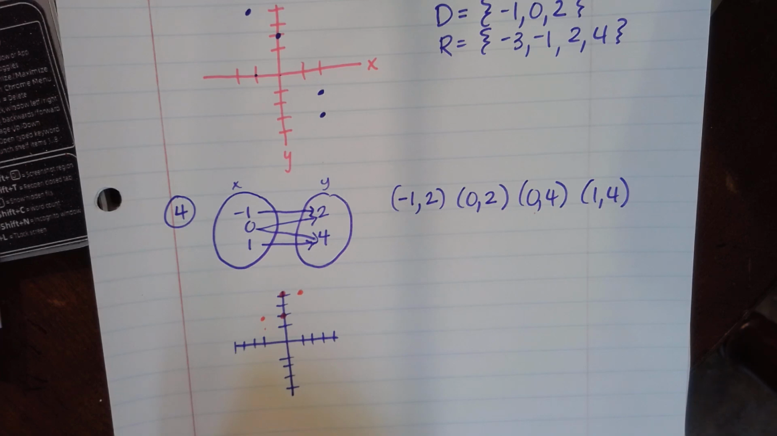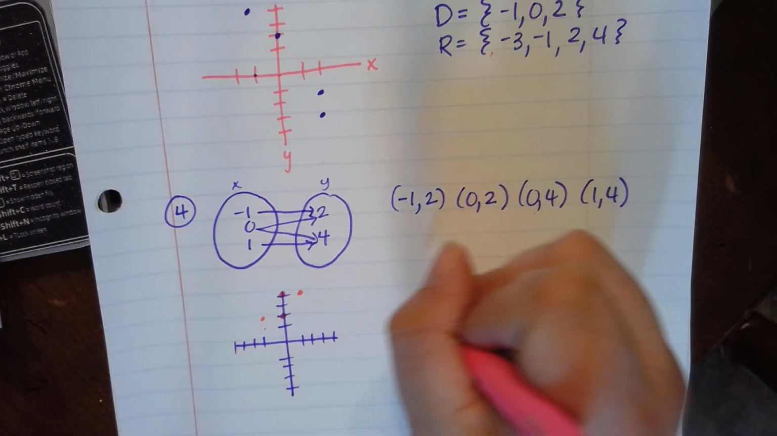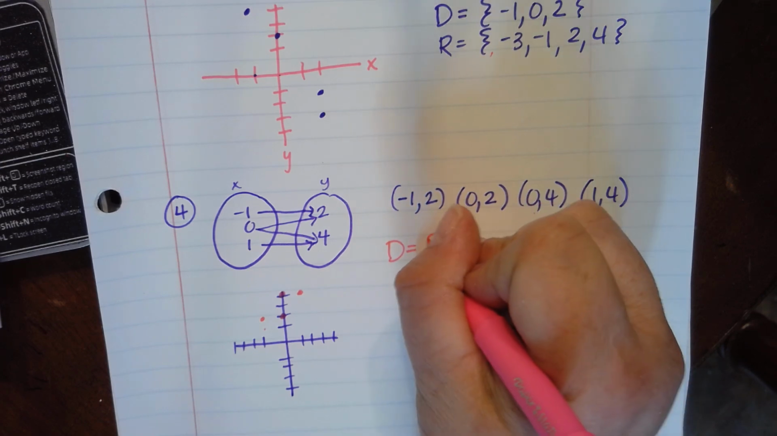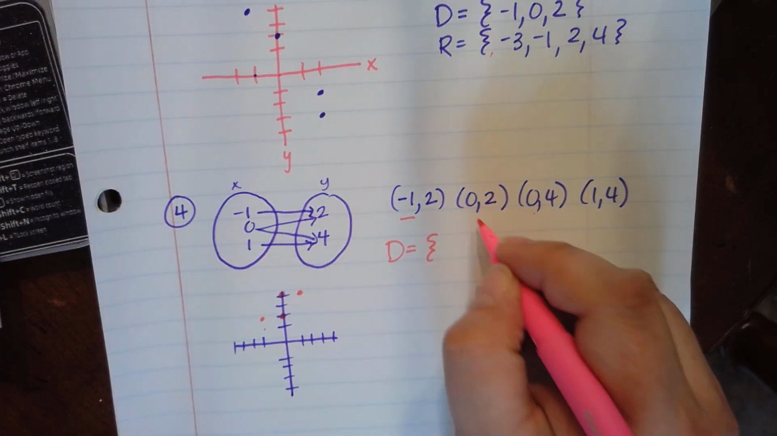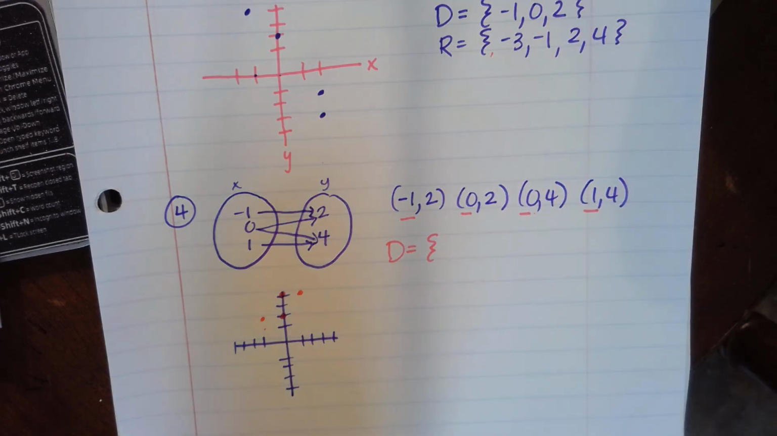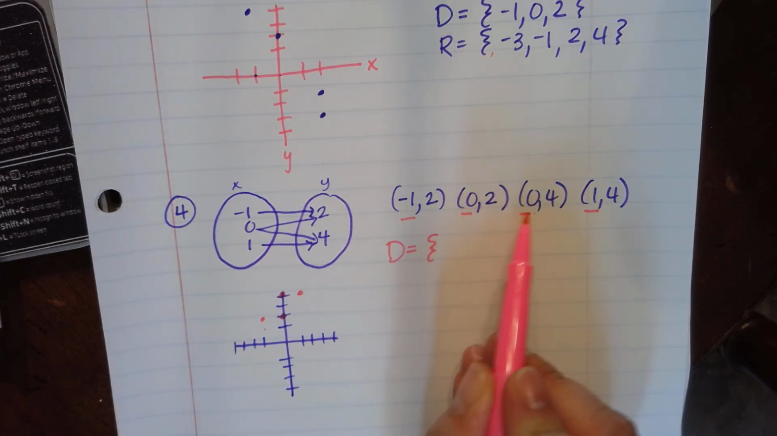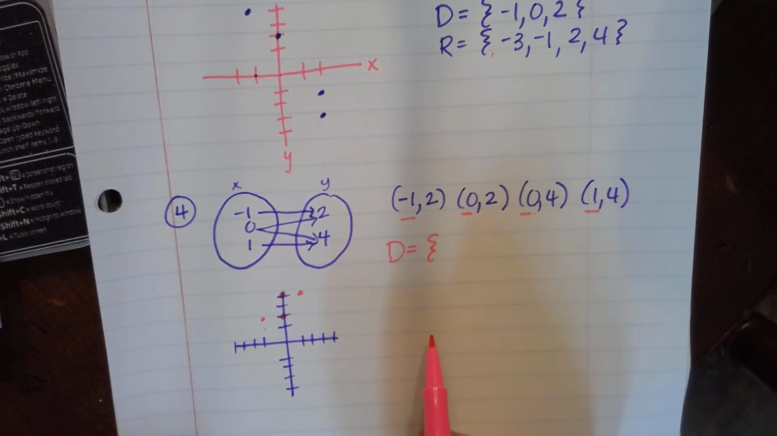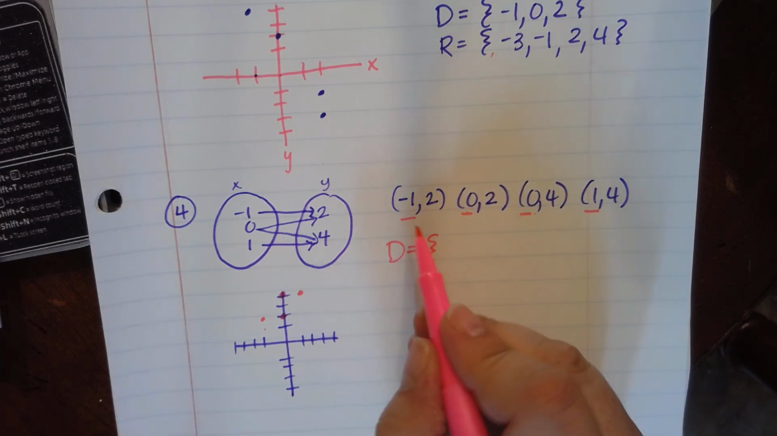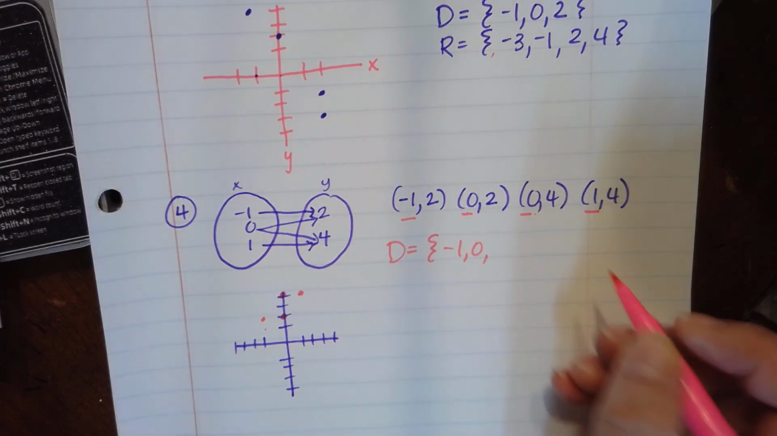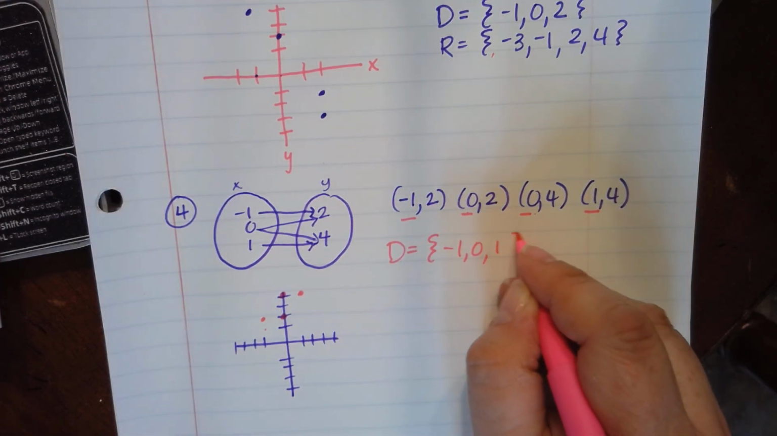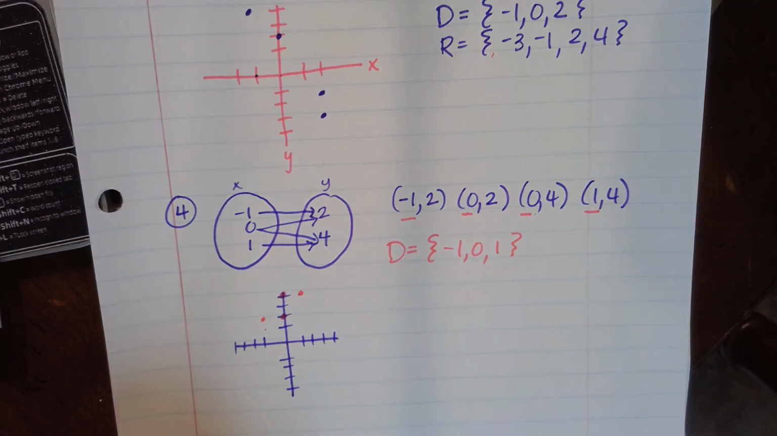Okay. And then we need to list our domain and range like we did for number 2. So we'll say D is equal to fancy squiggly line. And again, I've got a -1, 0, 0, 1. So I'm going to list these least to greatest. If I have the same number, I'm only going to list it one time. But they're pretty much in order. So least to greatest will be -1, 0, and then 1. And close out fancy squiggly line.